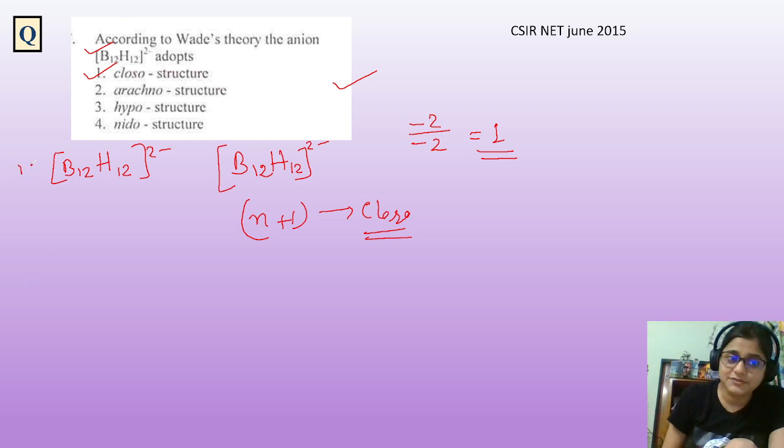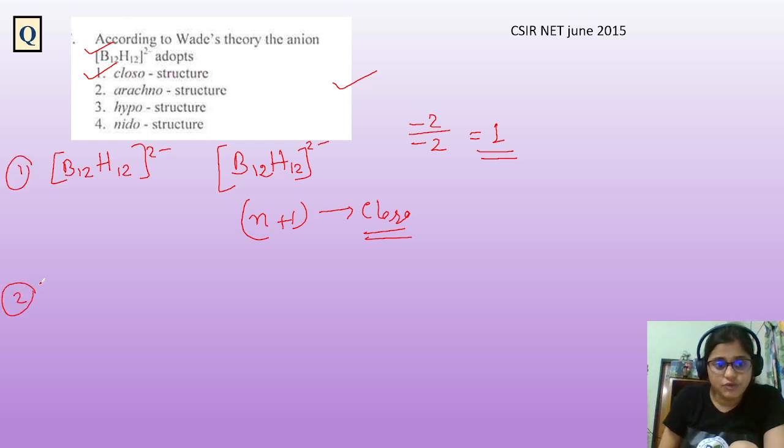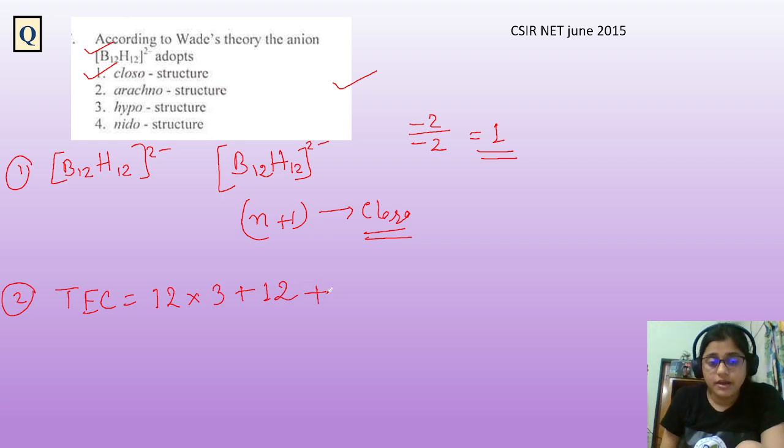Not for every case, but for this case I will solve it. So TEC, total electron count, will be for this case what? 12 into 3 for boron plus 12 into 1 for hydrogen, and we will add the negative value, right? And we will subtract the positive value. Here the negative value is there. So this will be the total electron count. So 36 plus 14.